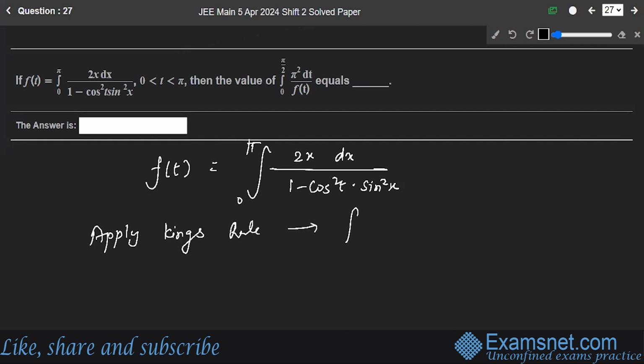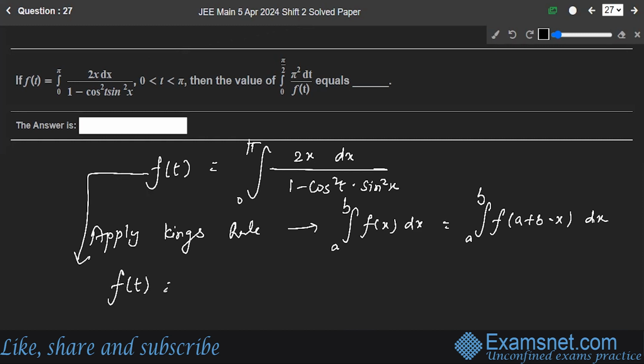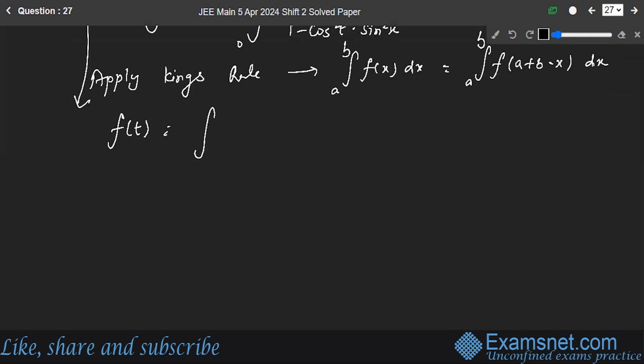which says that integral with limits a to b of f of x is given by the integral of f of a plus b minus x. So now this integral f of t will be given by limits 0 to pi. This will be 2 into pi minus x divided by, what was that? 1 minus cos square t into sine square pi minus x dx.